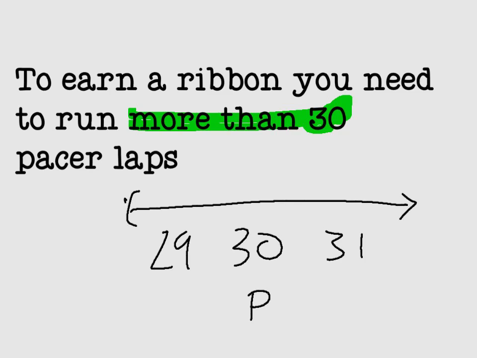Now, here's how you decide if you want to make it P is greater than or equal to. I'm going to draw my circle and just stop and think about this. If I run 30 pacer laps, will that make me earn a ribbon? To earn a ribbon, you need to run more than 30 pacer laps. So if I run 30 pacer laps, will I earn the ribbon? No, I have to run more than that. Now, I'm drawing my arrow this way, meaning that P has to be greater than 30. Not greater than or equal to, because if I run 30, that won't get me my pacer ribbon. So I have to run 31 or more.